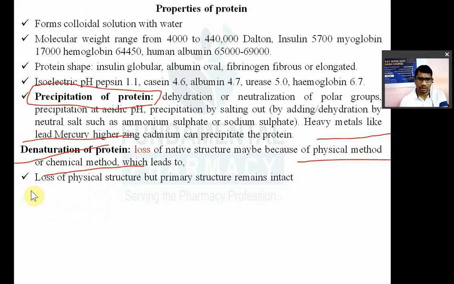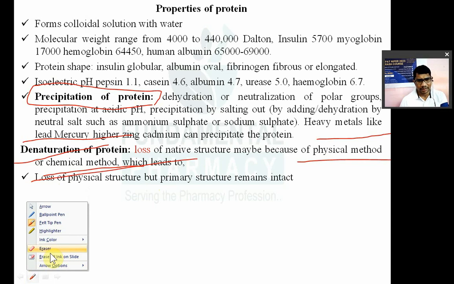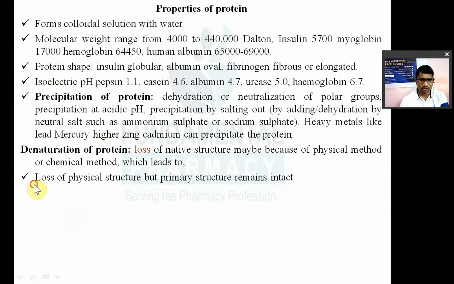Denaturation of protein results in the loss of physical structure, but the primary structure may remain intact. ना फिजिकल स्ट्रक्चर जो है उसका लॉस हो जाएगा, जैसे ग्लोबुलर है ना, इंसुलिन. सो लॉस ऑफ फिजिकल स्ट्रक्चर बट प्राइमरी स्ट्रक्चर रिमेन इंटैक्ट.